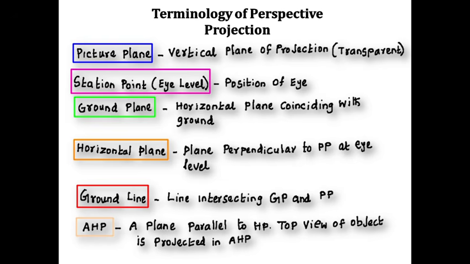Finally, the auxiliary horizontal plane, AHP, is a plane parallel to the horizontal plane. During the visual ray method, the top view of the object is projected onto the AHP to assist in locating the perspective points accurately. These terms form the basic vocabulary of perspective projection and are essential for understanding and constructing perspective drawings. Next slide.